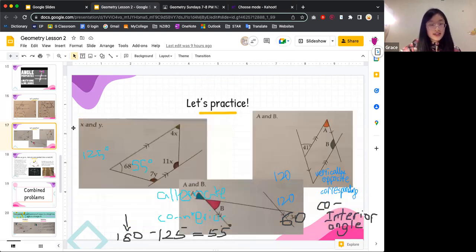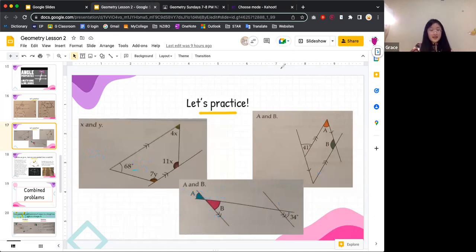Alrighty. And the next one. I'll just clear this first. All right, for X and Y, you might want to use some algebra to solve for them.